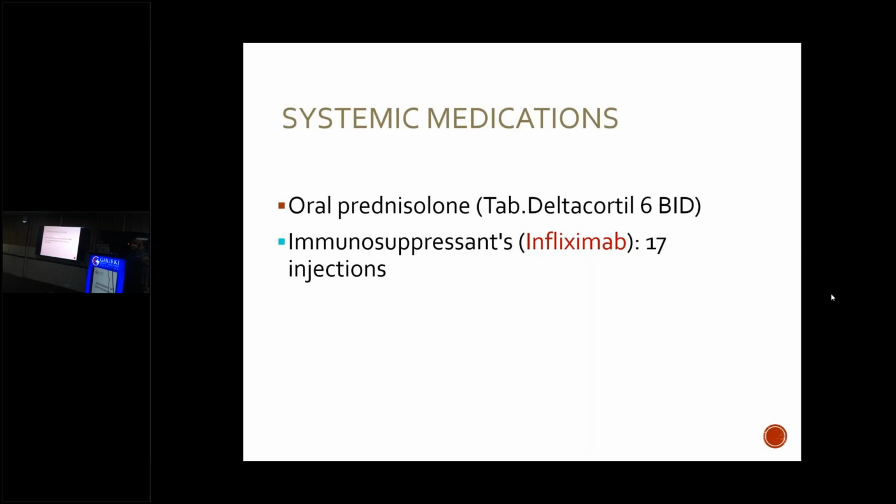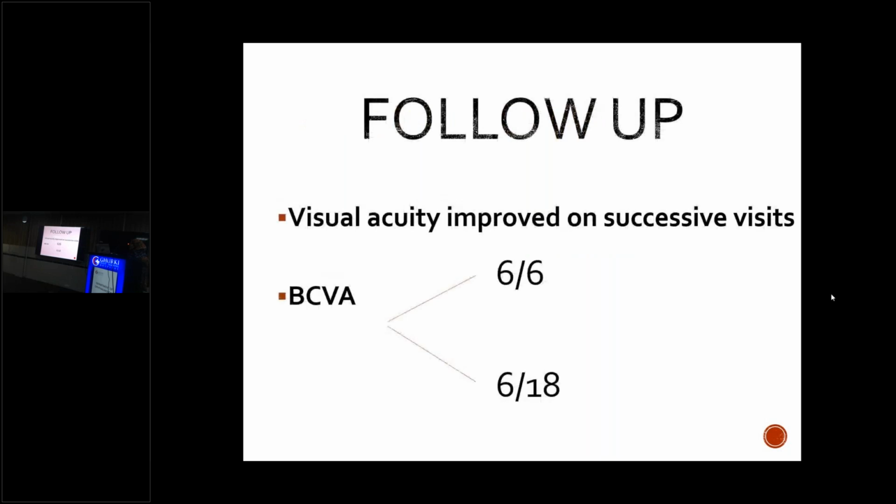Immunosuppressants have actually revolutionized the management of Behçet disease. So they prescribed the immunosuppressant infliximab 120 milligrams subcutaneously. Our patient has had 17 injections till now. On follow-up, at the recent visit, his visual acuity has improved successively and reached 6 by 6 in the right eye and 6 by 18 partial in the left eye.